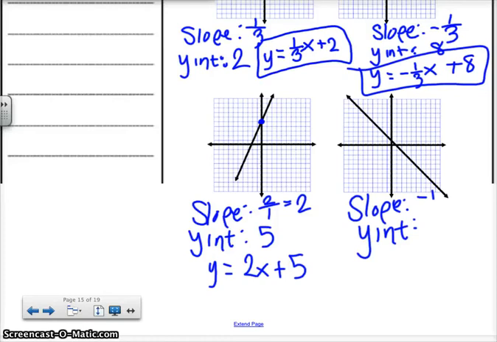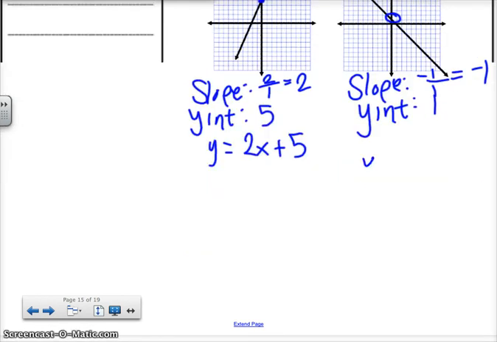Okay, here it looks like my slope is negative 1 over 1, which is negative 1. I crossed the y-intercept right there. That looks like I crossed it at a positive 1. Pull it all together. Y is equal to your slope times x plus your y-intercept.